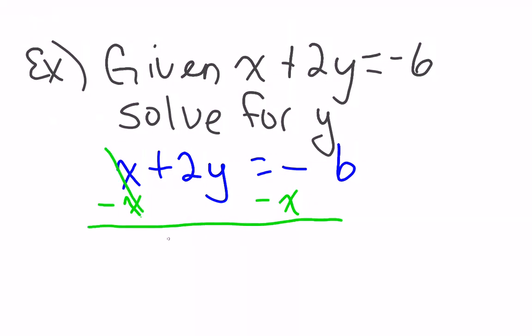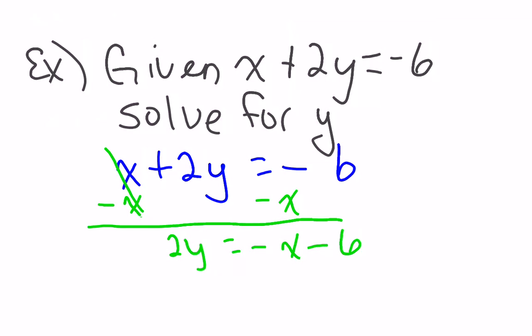So here we get 0. We get 2y equals -x minus 6. Remember, those are not like terms, so we have to just keep it there. And we have 2y equals all of that. To get y by itself, we need to get rid of the 2.